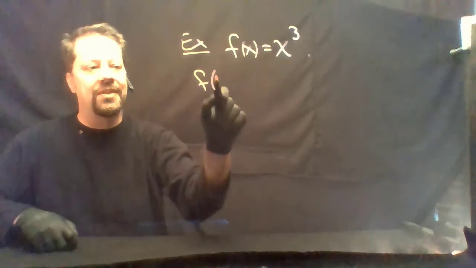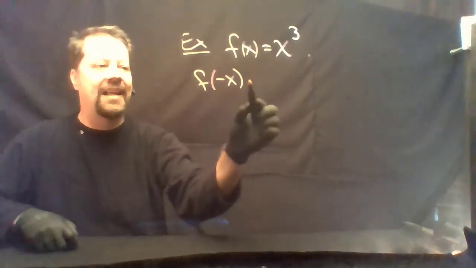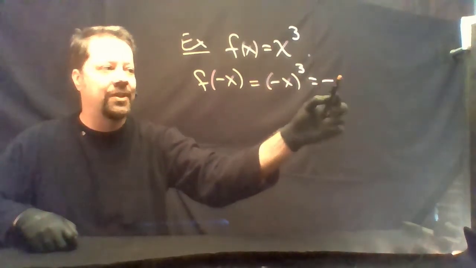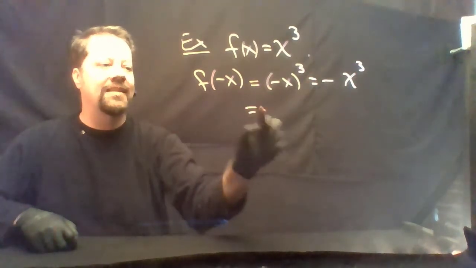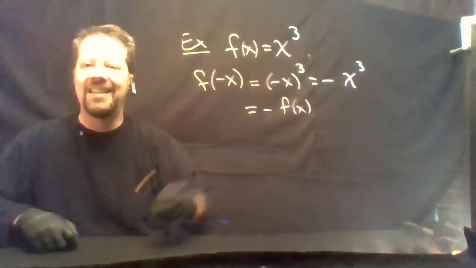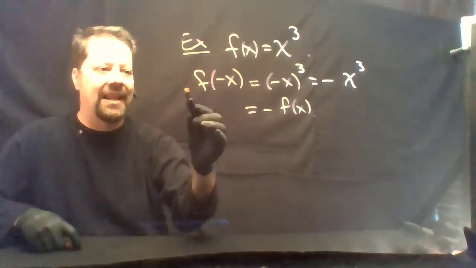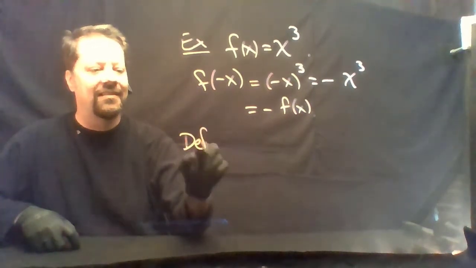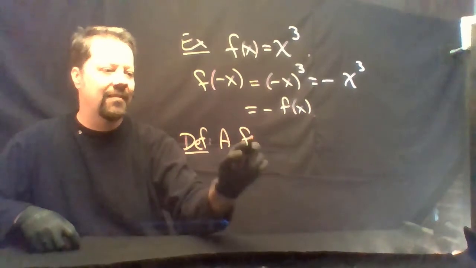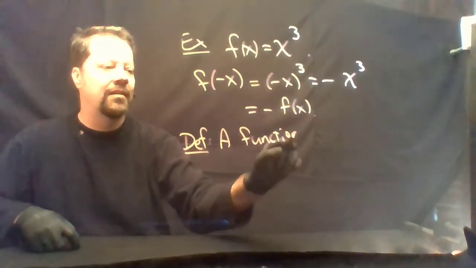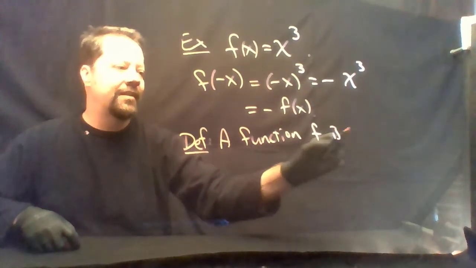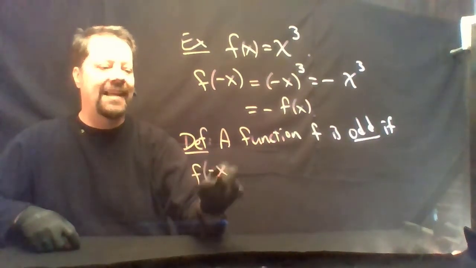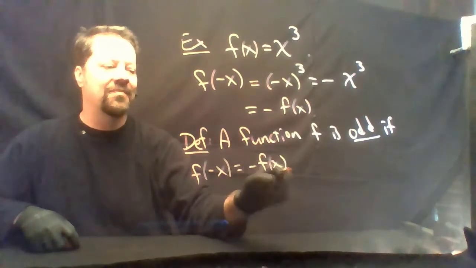And I wanted you to see what happens when you replace x by negative x. You get negative x cubed, and that's the negative of the original function. In other words, for odd functions, negatives pull out. We'll make this a definition. A function f is odd if f of negative x equals negative f of x.